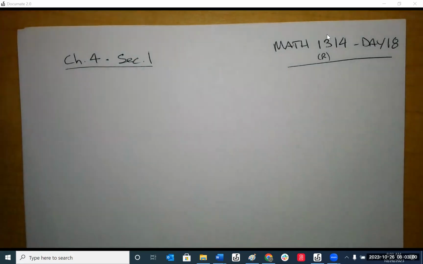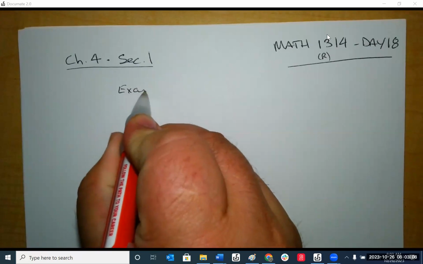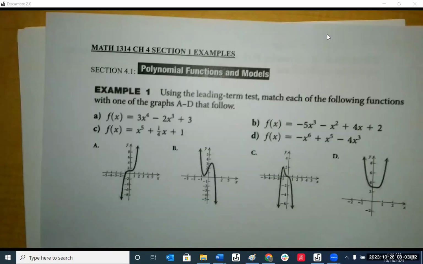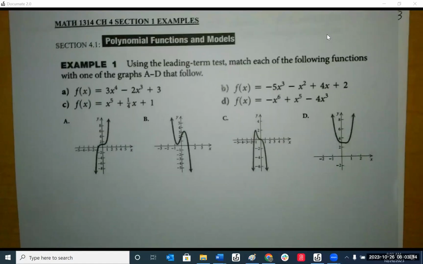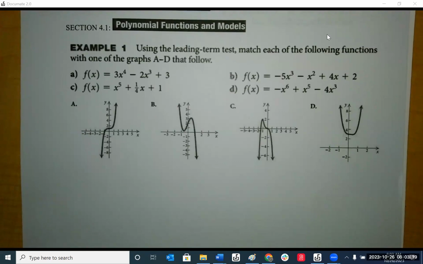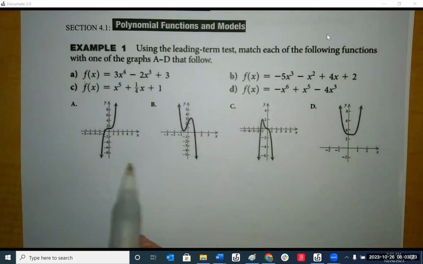All right. So to begin with, let's look at example 1. Go ahead and match these 4 functions with these 4 graphs with what we know so far.